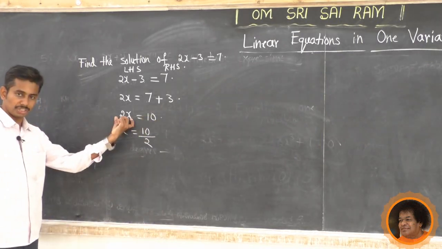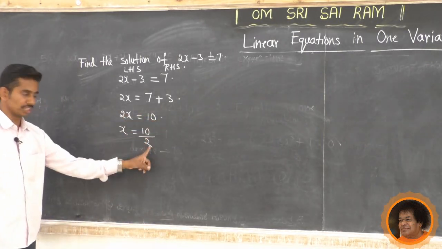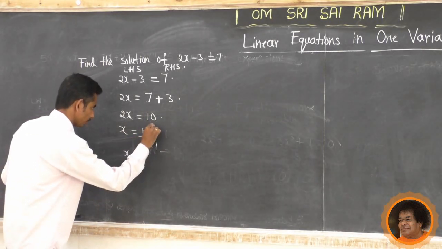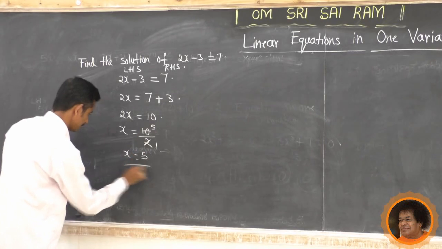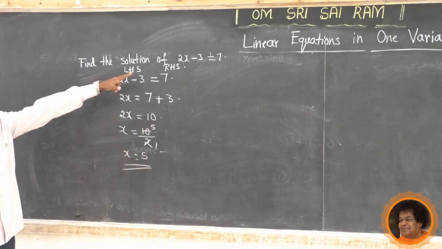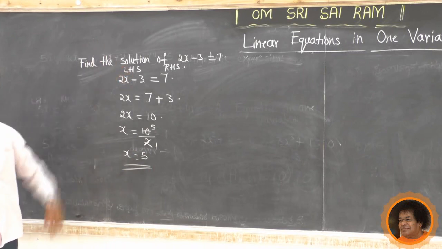Now this is a multiplication. It is transposed to the right hand side. It becomes a division. So 10 by 2 equal to, what is it? 2 fives are 10. What is the value? x equal to 5 is the answer. Yes, this is the solution for the linear equation 2x minus 3 equal to 7.